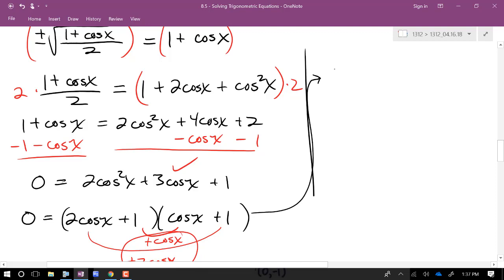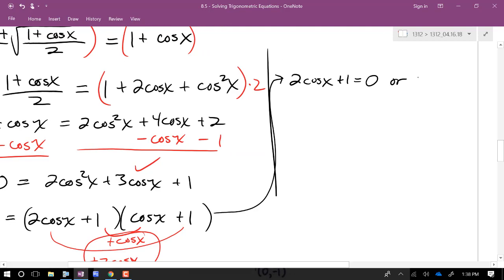So let's solve. We're going to set each of these factors equal to 0. 2 cosine x plus 1 equals 0, or cosine x plus 1 equals 0. Solving each of these for the cosine function, we get 2 cosine x equals negative 1. Dividing by 2 gets us cosine x equals negative a half.